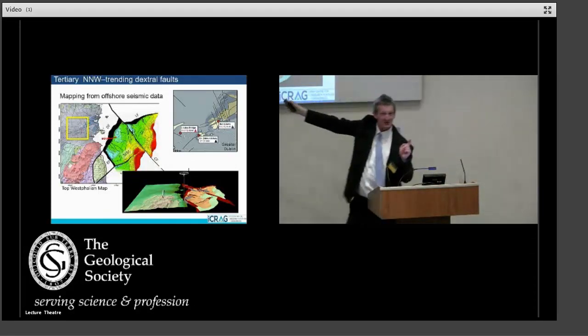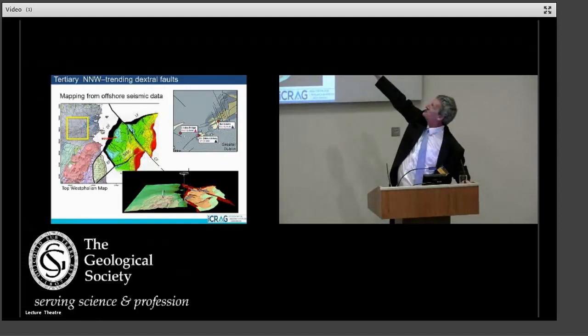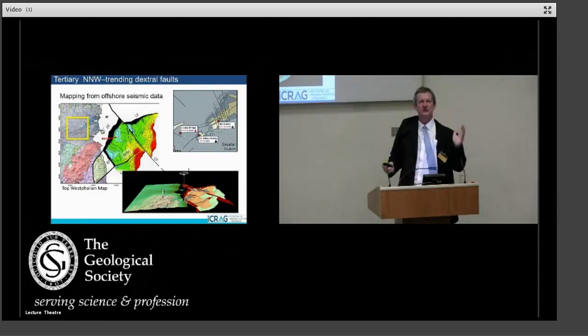Seismic is reasonable resolution, but outcrop is better. See all these north-northwesterly faults? They're all dextral. Ireland is cross-cut by north-northwesterly faults, all Tertiary and all really transmissive. So much of the water in Ireland is actually generated from these structures.